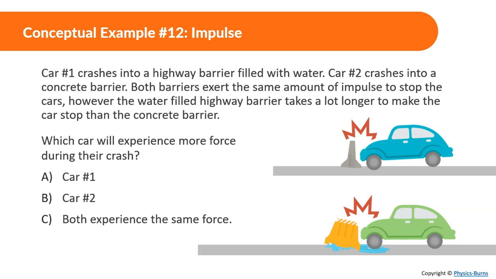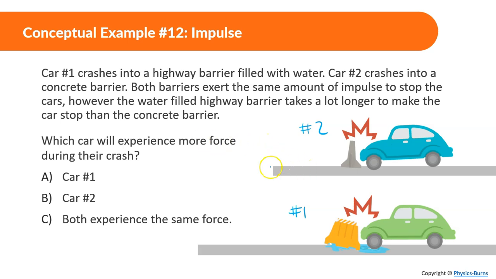Car number 1, call this one over here, crashed into a highway barrier filled with water. Oops, that's not number 1. This is the one filled with water. Okay. Car number 2 crashes into a concrete barrier. Both barriers exert the same amount of impulse to stop the cars. However, the water-filled highway barrier takes a lot longer to make the car stop than the concrete barrier. Which car will experience more force during the crash?